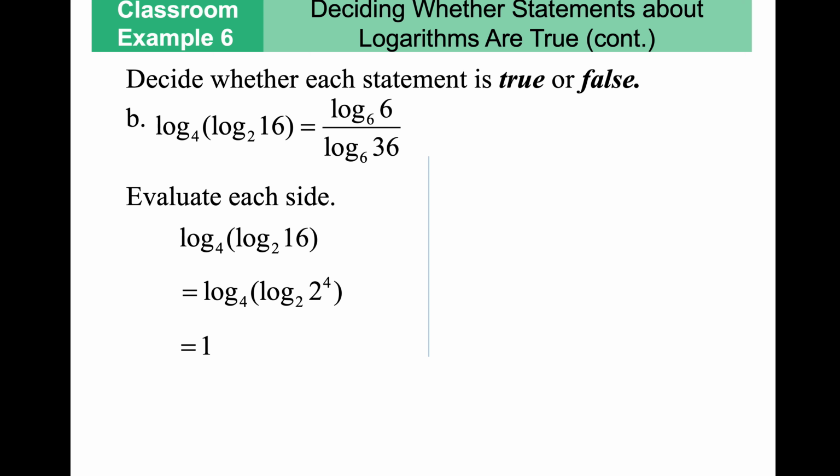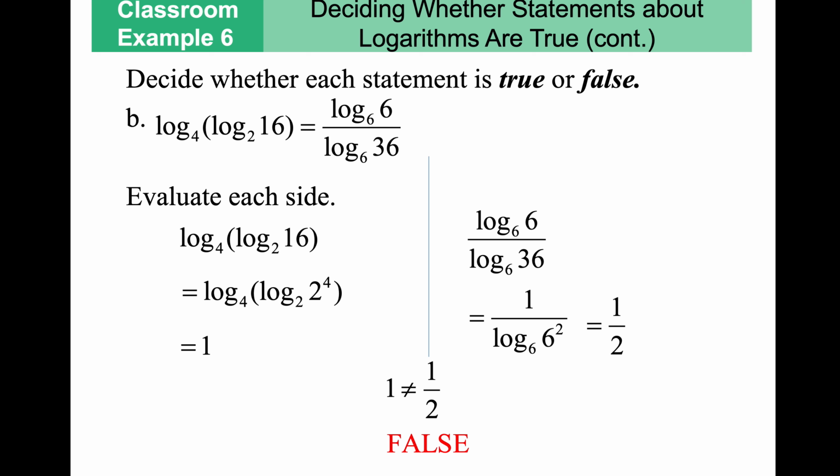Anytime you have the base and the inside is the same, it cancels again, and I get 1. Now on this side, I have the quotient of 2 logarithms. I can't do anything else as far as making that subtraction. But I can say that log base 6 of 6 is 1, because they're going to cancel. And log base 6 of 36 is going to be 6 squared, so I'm going to get 1/2. So these are not equivalent statements.